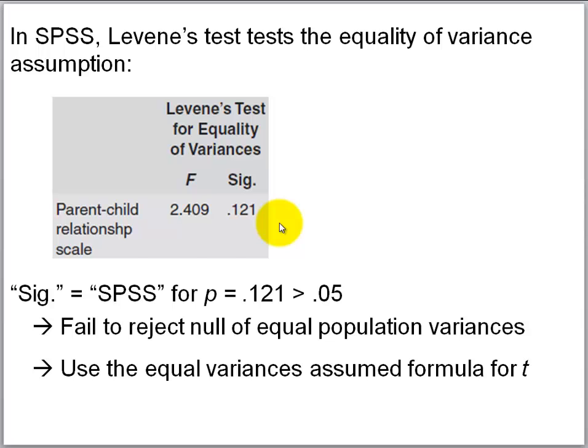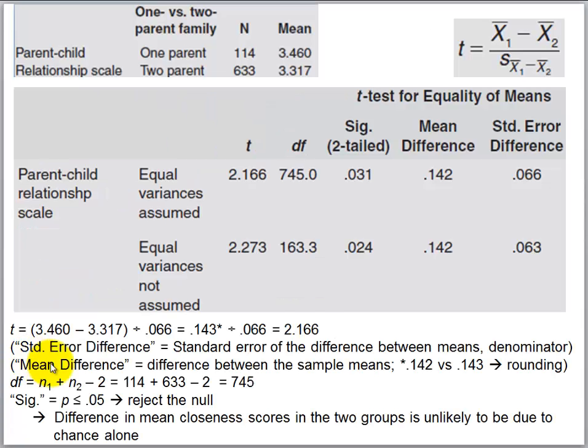Therefore, we'll presume that they are equal, and as we have failed to reject the null of equal population variances, we're going to use the equal variances formula for our t-test.